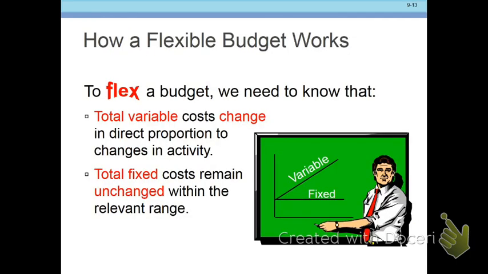So what we're going to do for a flexible budget is take a look at variable costs and fixed costs, and use the formulas that I pointed out when we started this chapter to change the budget and say what would have happened as if we had budgeted for 550 lawns in this case instead of 500.